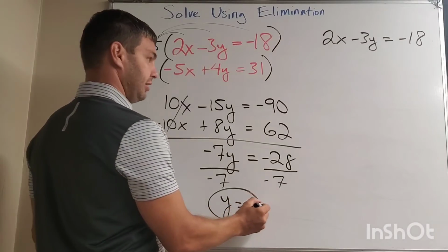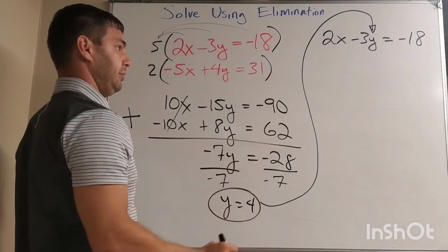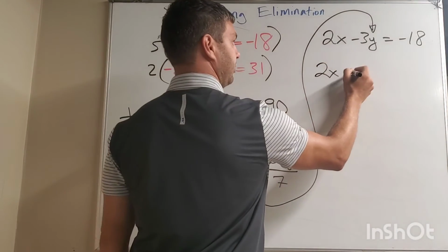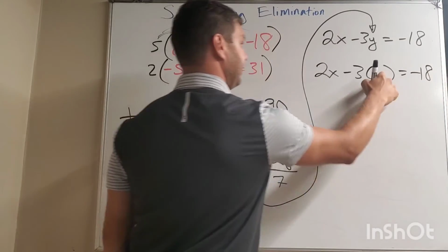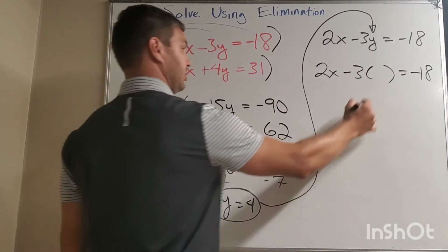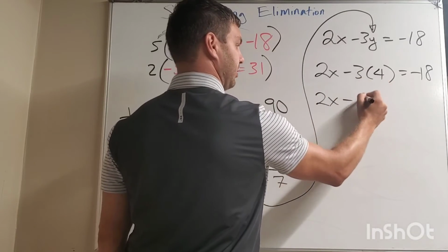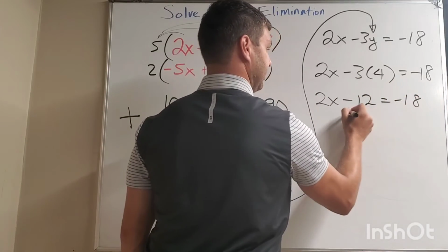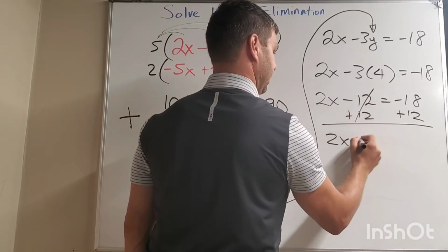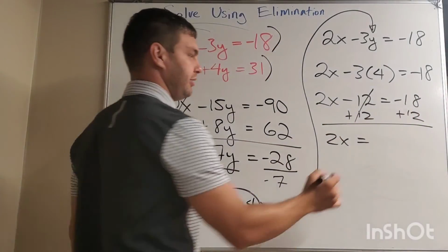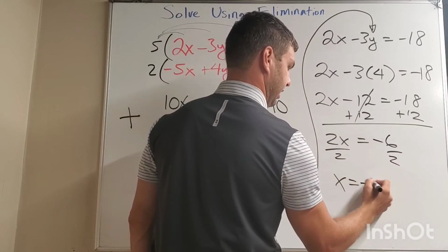And then I'm going to plug in this y for the y in my new problem. 2x minus 3, I like to leave a space here, equals negative 18. And in that space, I'm going to put the y that I just found, which was 4. So now 2x minus 3 times 4 is 12, equals negative 18. Add 12 to both sides. And 2x equals negative 18 plus 12, which is negative 6. Divided by 2, x equals negative 3.